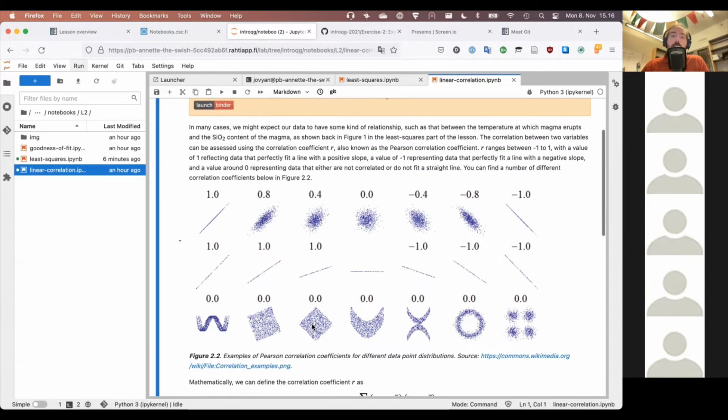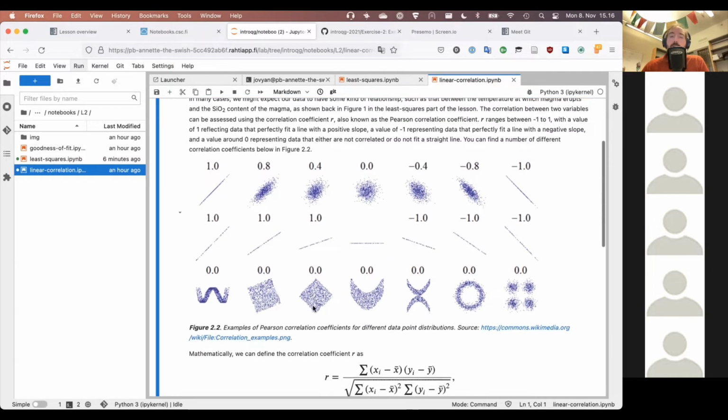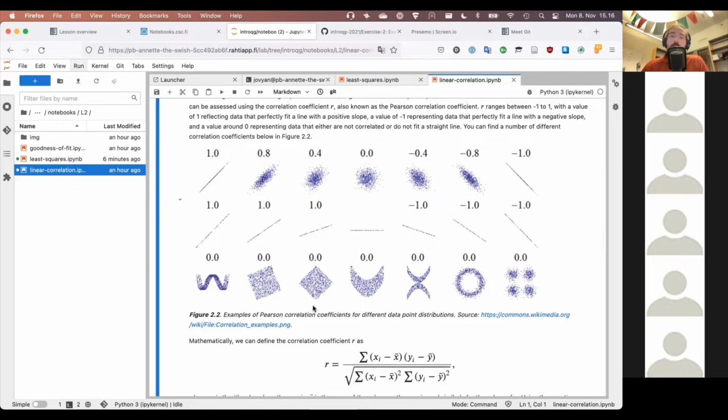And then here in the figure are a few examples of the values of R for different distributions of scattered data points. So you can imagine the X and Y axes aren't shown here, but if they were, this would be looking a bit like what we had just seen. So a value of 1 would correspond to a data set where there's a perfect linear relationship between the X and Y values.